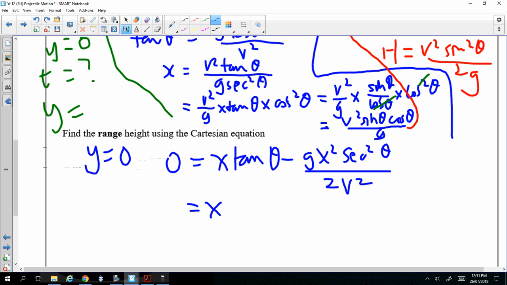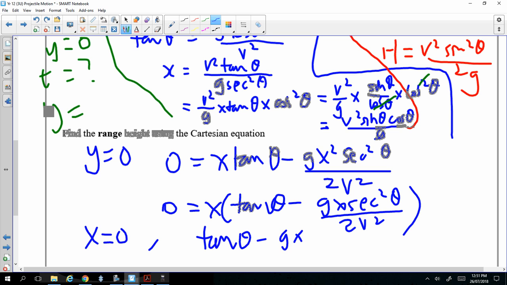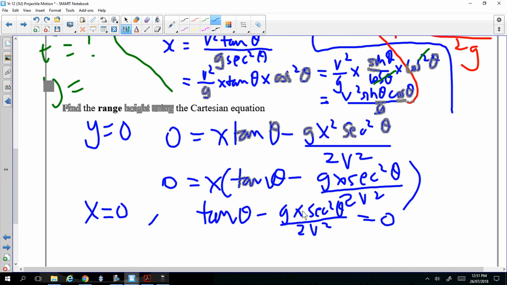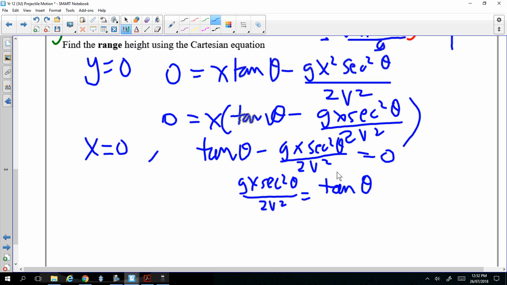Alright, let's finish that off. So you get g x sec squared theta over 2 v squared equal to tan theta. And then you make x the subject: x equals 2 v squared tan theta over g sec squared theta. And like before, these two will cancel. You get sine theta cos theta, 2 v squared over g. So therefore R equals v squared sine 2 theta, as expected, which is very long.